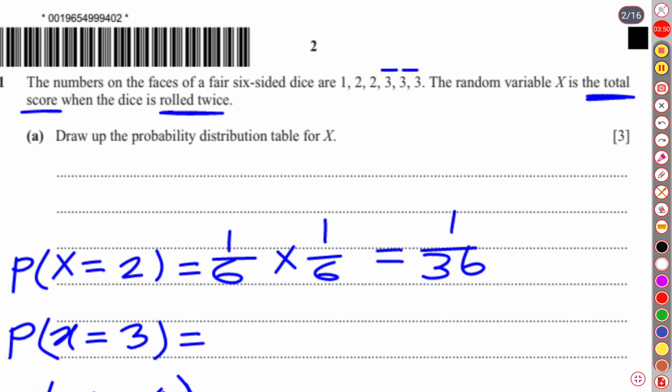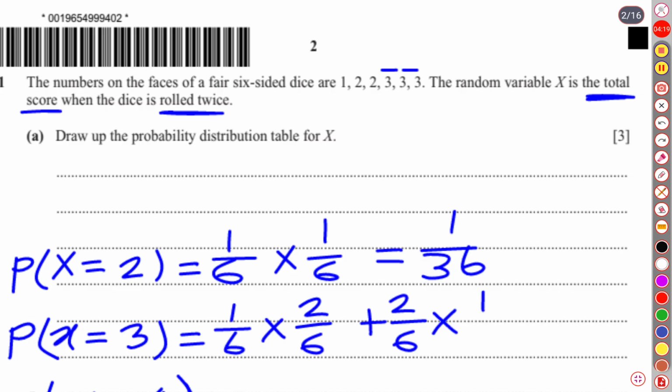If the score is 3, what may be the possible cases? In the first roll we might get 1, so it is 1 over 6, and in the second roll we might get 2, so there are two 2's, so 2 over 6. But there is also the vice versa. It might happen that in the first roll we got 2, so we write 2 over 6, and in the second roll we might get 1, so it will be 1 over 6. So finally our probability is going to be 2 plus 2 is 4 over 36.